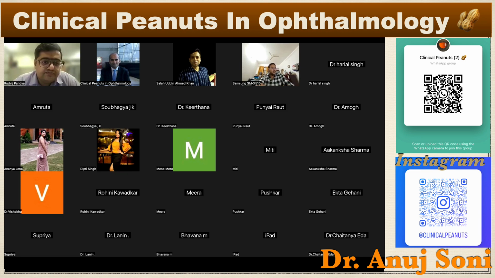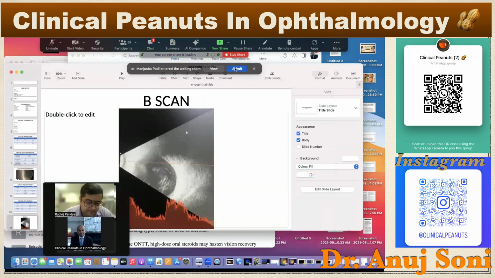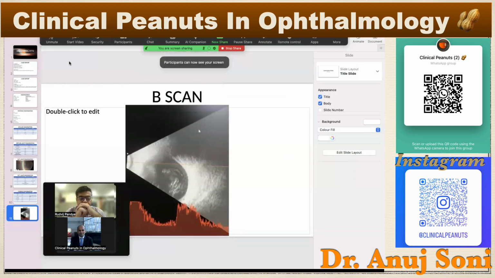Yes, sir, I have seen it. In the B scan, we can see there are multiple echoes in the vitreous, which are normally not present. The vitreous is usually hypoechoic. So in this case, we can see the echoes which are in the posterior segment. So we can think that there might be some inflammation going on over there. It may or may not be hemorrhage. The chances for hemorrhage are less because of the exudates in the vitreous.